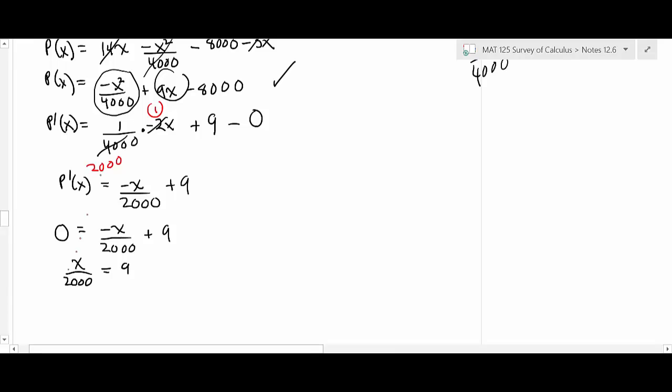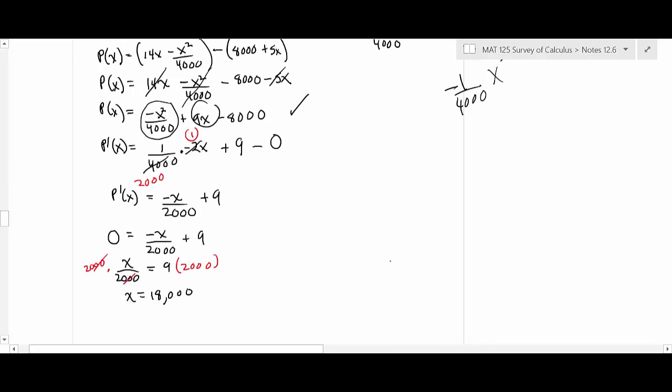And then what? Times each side by 2,000. Right, multiply by 2,000 because you're trying to get rid of the fraction. So we've got x is equal to, and what's that, 18,000. That's what that is. Now we're not done with the problem.